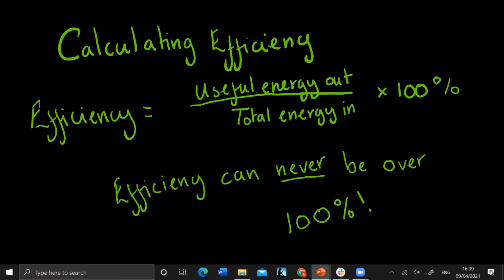Okay, so calculating efficiency. Efficiency is useful energy out divided by total energy in, times 100%. And you've got the wrong answer if your efficiency is over 100%. Nothing in the universe has got 100% efficiency. We're definitely not over it anyway. So if your answer is a bit off there.